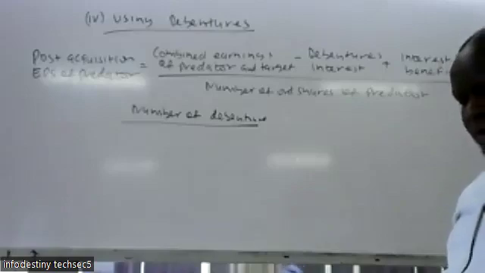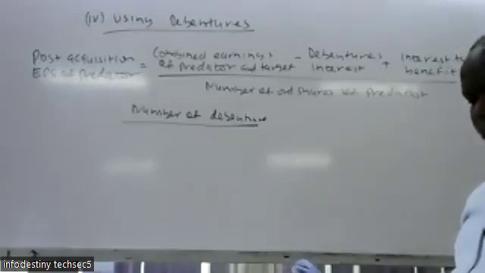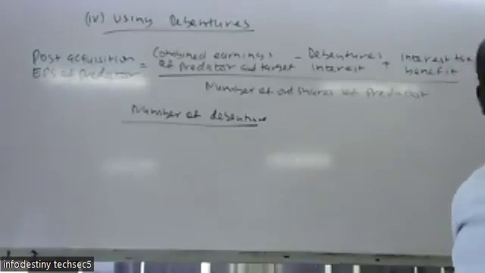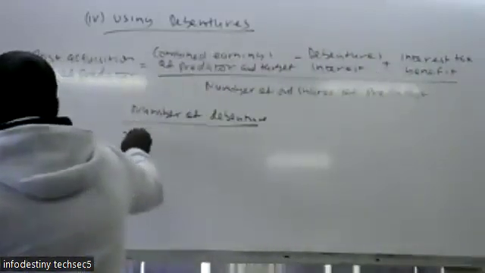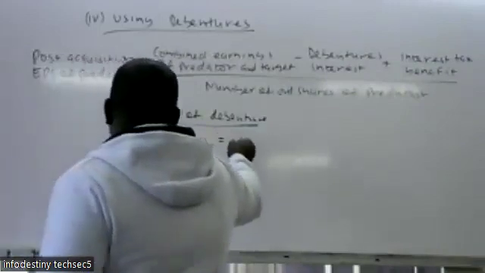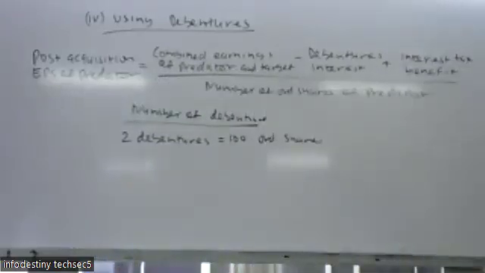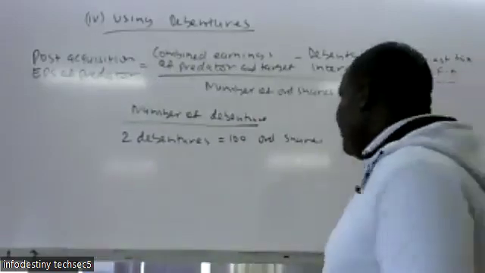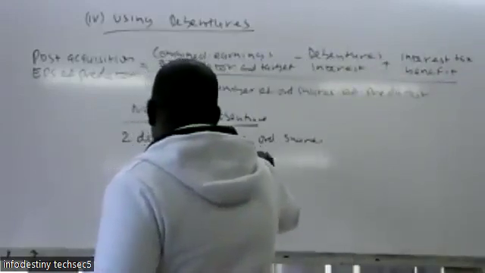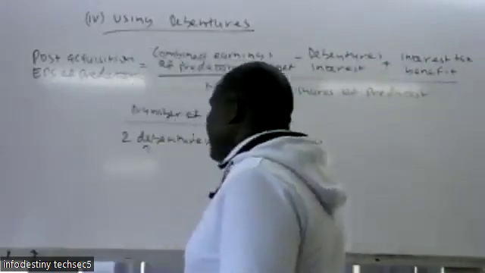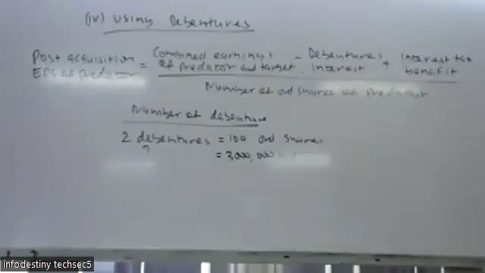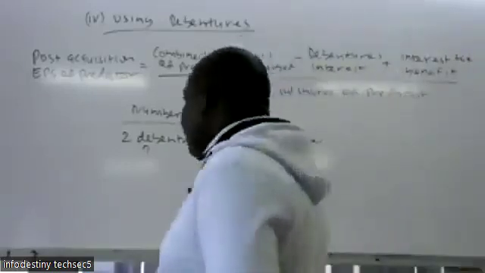what you have been given is that for every 100 ordinary shares, you will be offered 2 debentures. So 2 debentures will be equivalent to 100 ordinary shares. The target had 3 million ordinary shares. So how many debentures will be there? Debentures are 60,000.